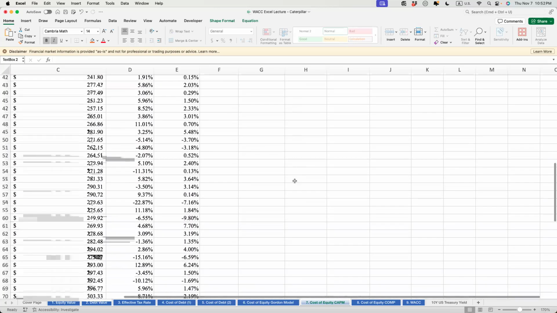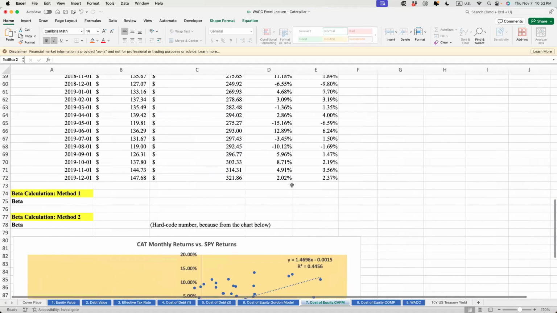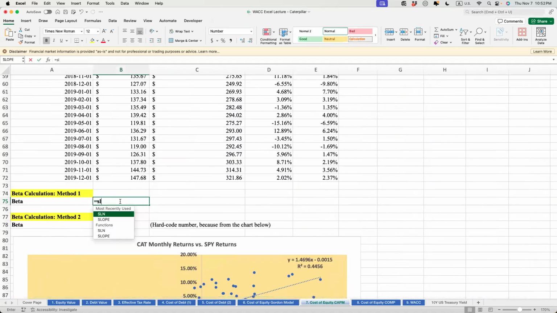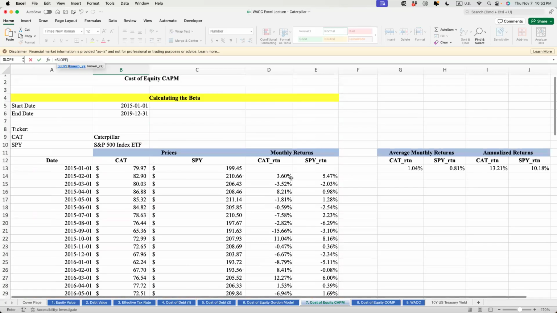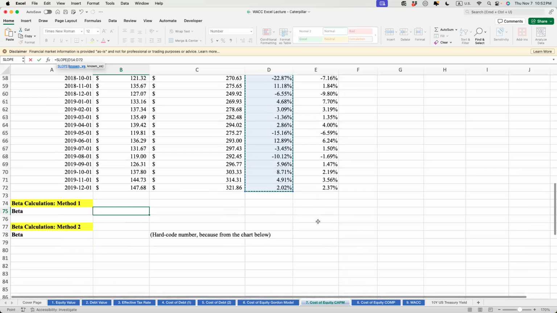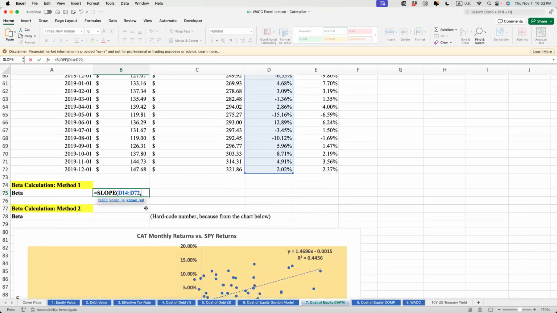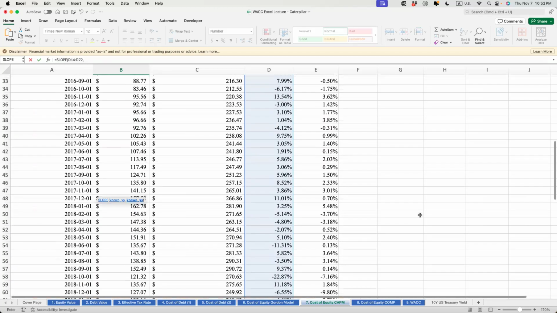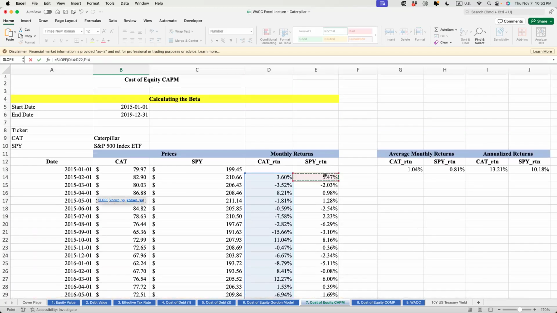So for the beta, the way to calculate it is pretty simple. We can just use the slope function. And then inside the parentheses, you do need to specify what is the y and what is the x. In other words, what is your dependent variable and what is your independent variable. Our dependent variable will always be the stock that we're interested in. So grab the monthly return for the y, and then comma, grab the monthly return of SPY for the x.